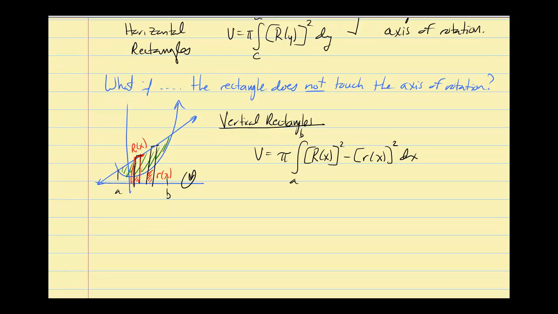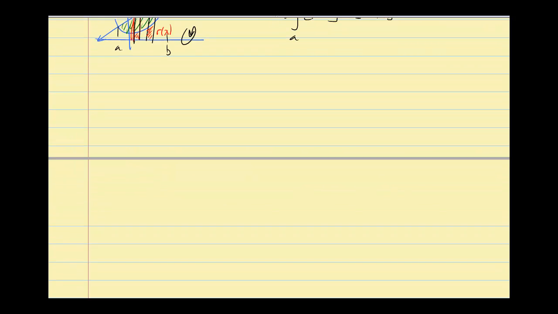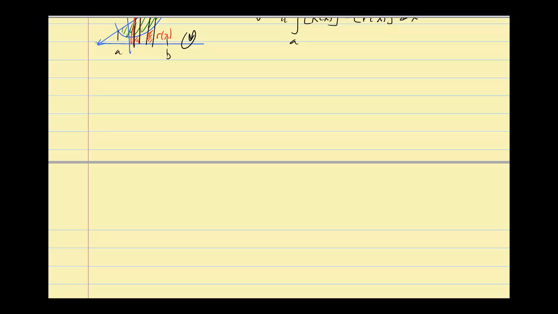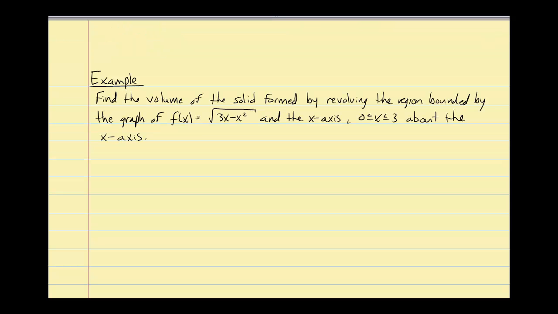So having these formulas under our belt, we can start working some problems, and one of the best ways to figure out exactly what the formulas are saying is to work some problems. So let's go ahead and look at our first example. For this problem, and again, all these problems are very similar in the directions, find the volume of the solid formed by revolving the region bounded by the graph of the function f of x equals root 3x minus x squared.